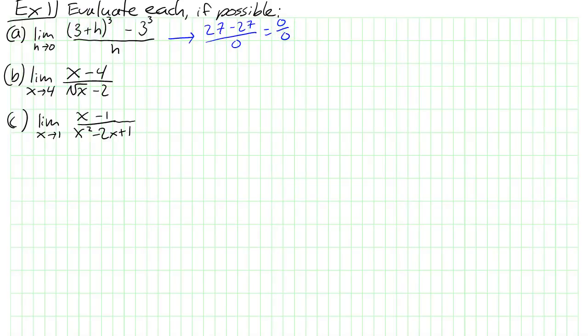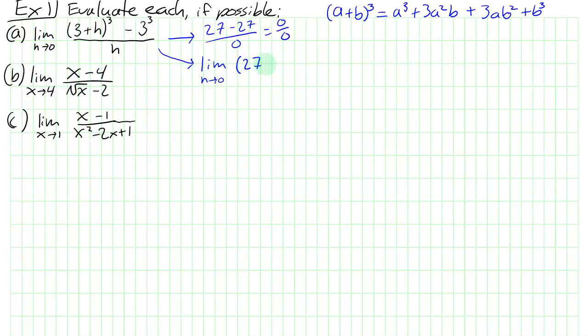One thing we can do is multiply 3 plus h times 3 plus h times 3 plus h, 3 times, and you may remember the formula for how to do that. If you cube a binomial like this, you end up getting a cubed plus 3a squared b plus 3ab squared plus b cubed. And so in this case, our a is 3 and our b is h, so really, to evaluate this limit, we're going to have 27 plus 9 times 3 times h plus 3 times h squared plus h cubed minus 27, all divided by h.